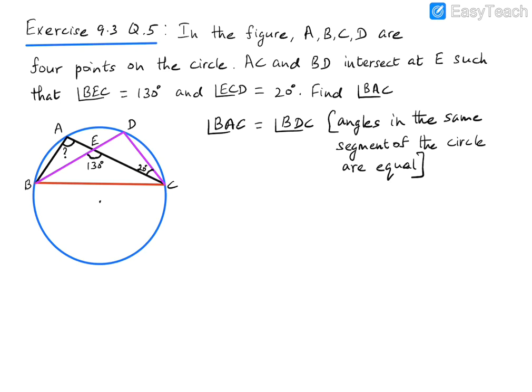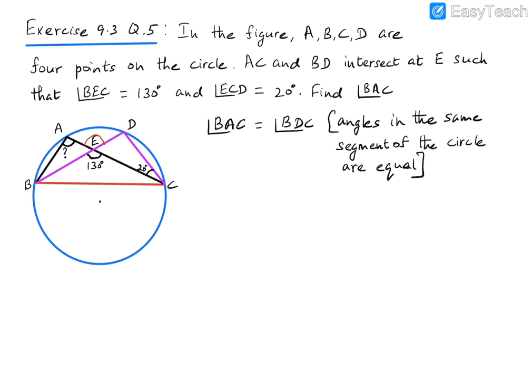And then to solve this, we will have to apply some of the ideas that we have learned in our earlier chapter on lines and angles. We are given here that the angle BEC is 130 degrees. So that means the angle AED, which is this angle over here, should also be 130 degrees, because these are vertically opposite angles. So if this is 130, this should also be 130. So 130 plus 130 should be 260.